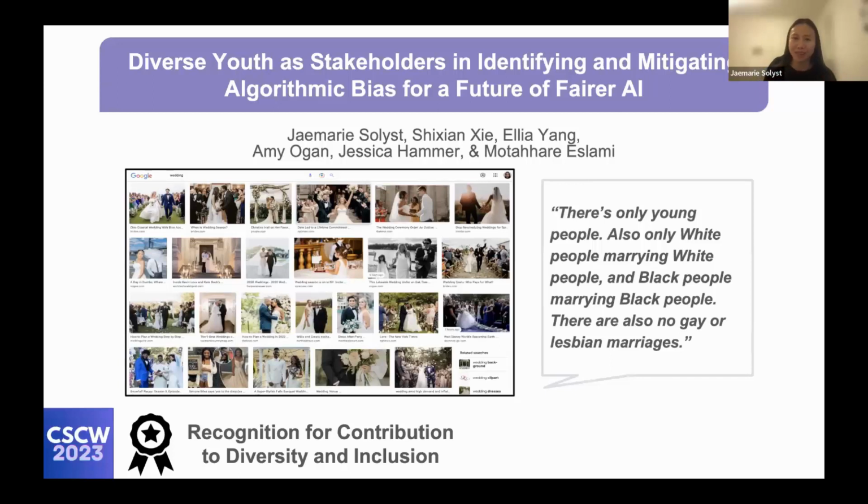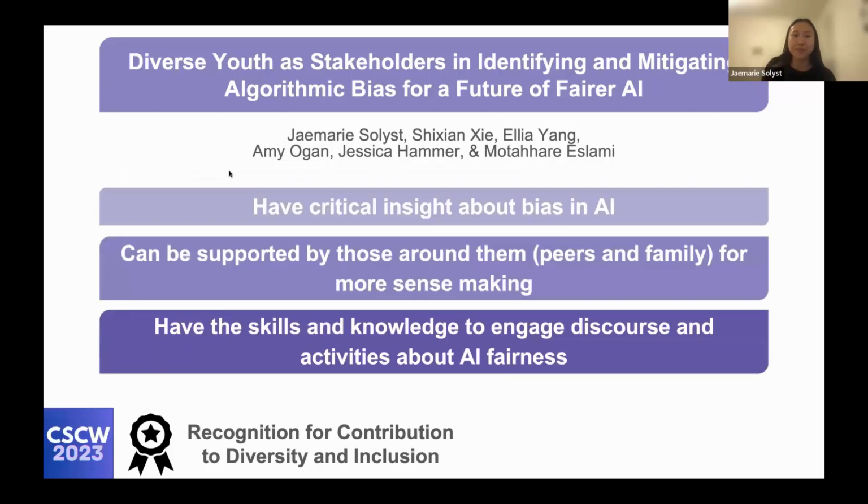And so they pointed out that there's only young people, only white people marrying white people, and Black people marrying Black people. And there's also no gay or lesbian marriages. So children here are really insightful. And so ultimately, the study found that youth have critical insight about bias.